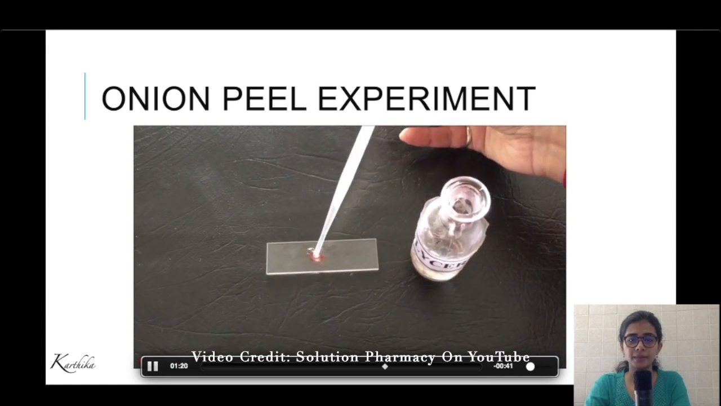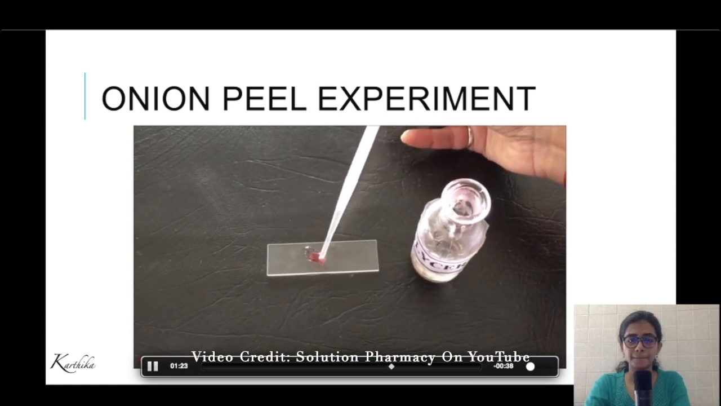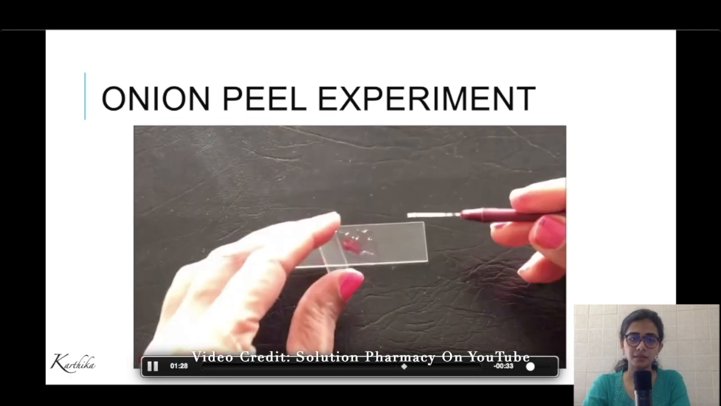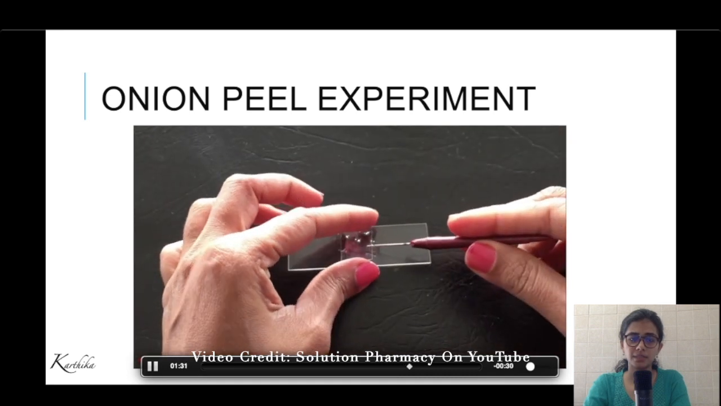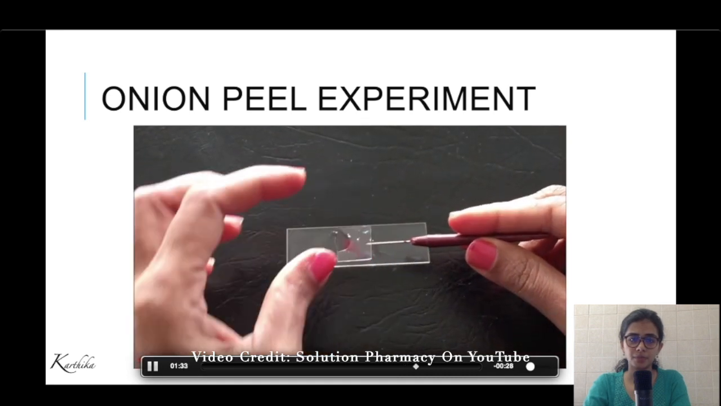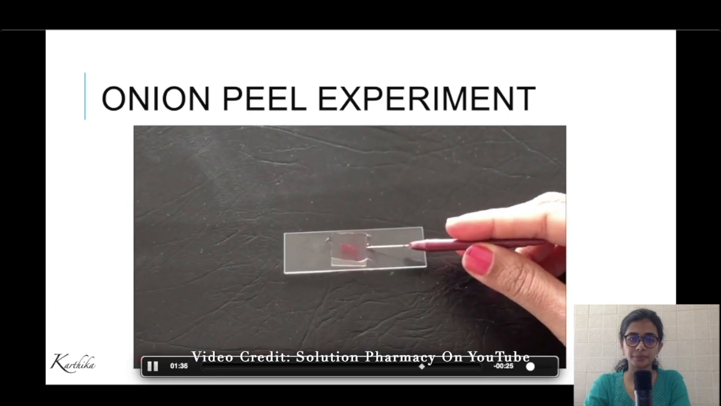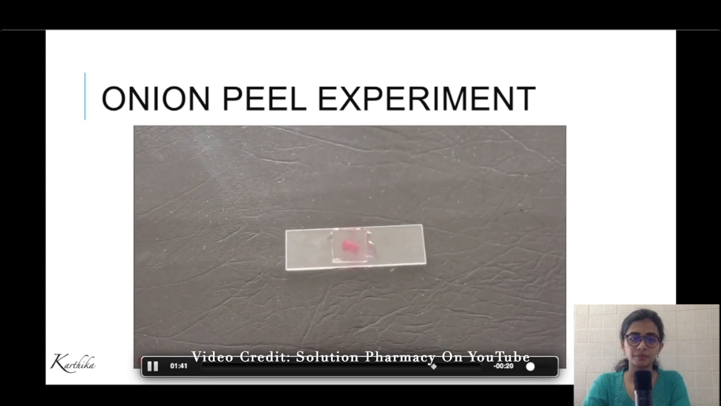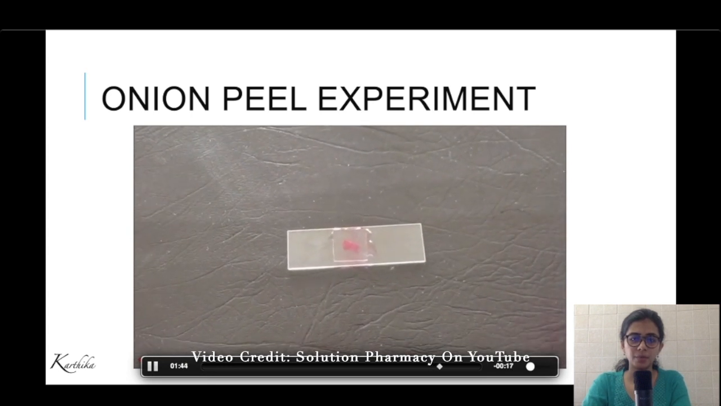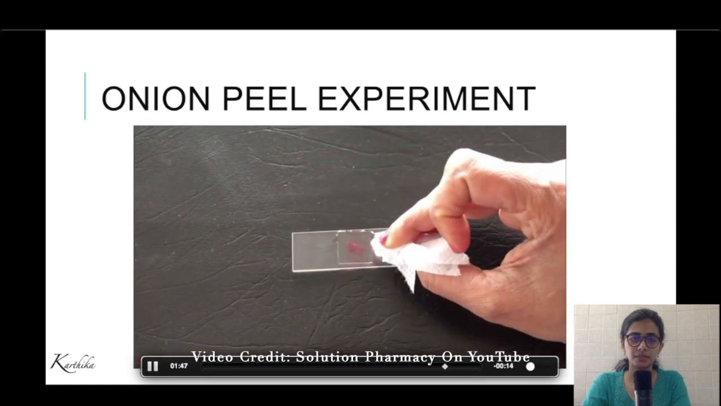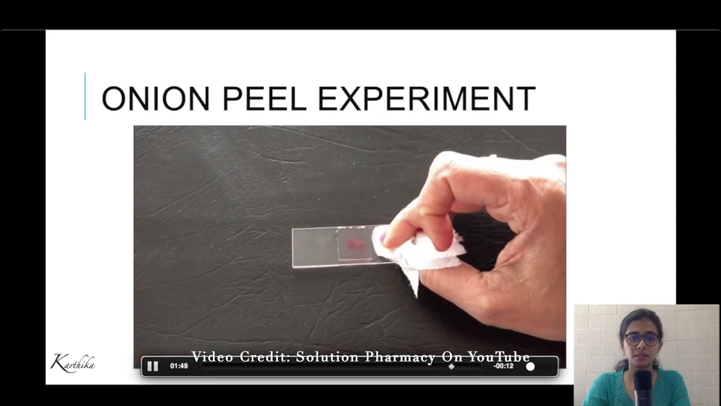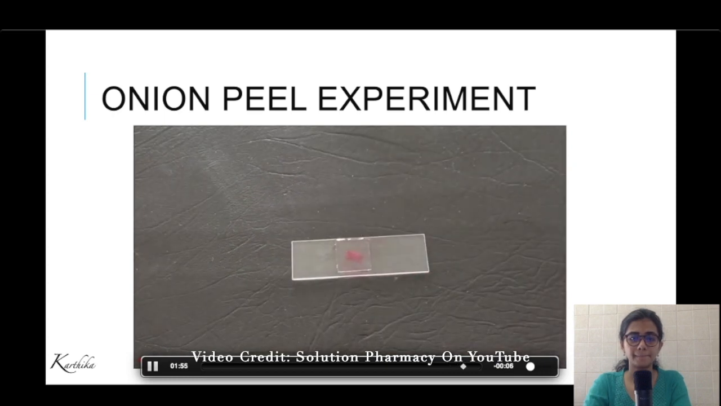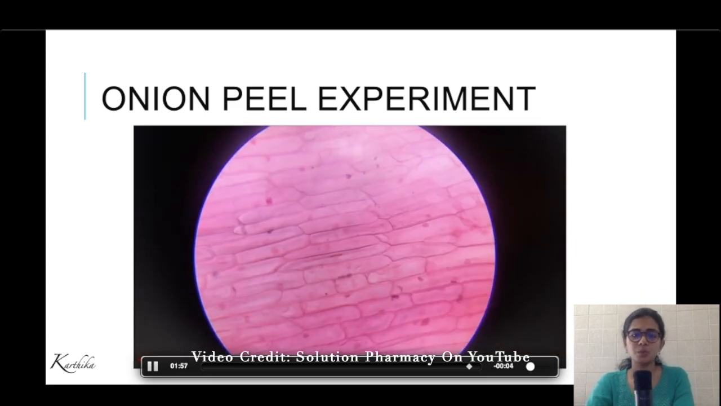To avoid drying, with the help of a needle, cover it with a cover slip, avoiding air bubbles. Then blot out the extra glycerin, water and stain with the blotting paper. Then under the microscope, we get this.